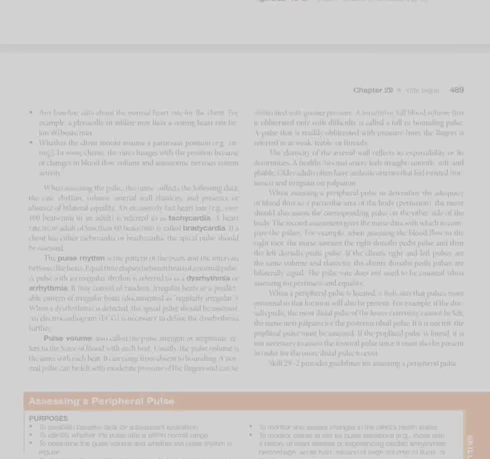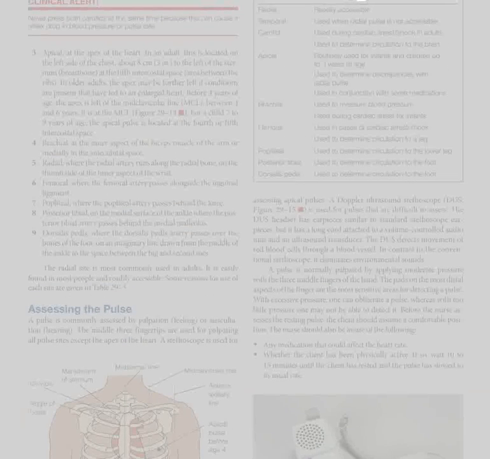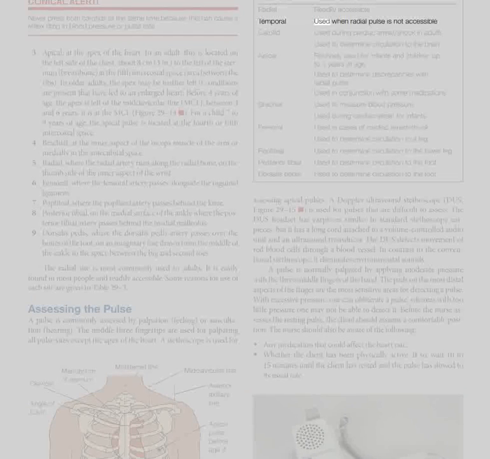Figure 29-15. A Doppler ultrasound stethoscope, DUS. Pulse site, reasons for use. Radial: readily accessible. Temporal: used when radial pulse is not accessible. Carotid: used during cardiac arrest/shock in adults. Used to determine circulation to the brain. Apical: routinely used for infants and children up to 3 years of age. Used to determine discrepancies with radial pulse. Used in conjunction with some medications.